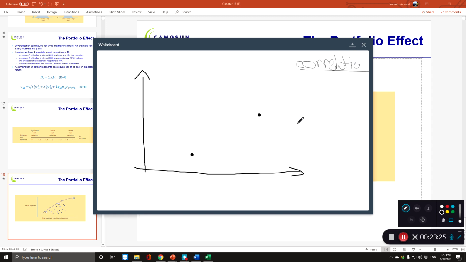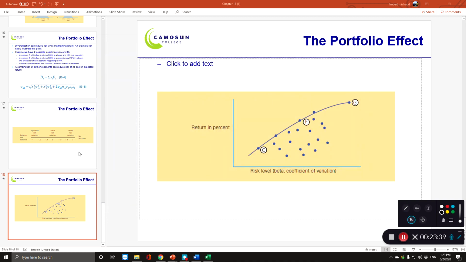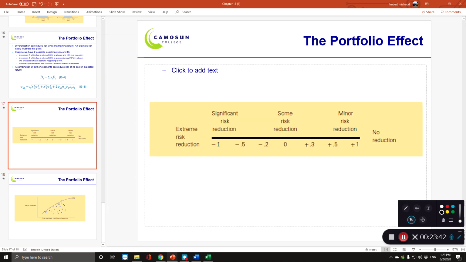Correlation. Sorry for my poor writing on the board here, but it depends on correlation between these two things. The correlation between two variables will always be between... it's not between 0, it's between -1 and 1. Correlation is always between -1 and 1.